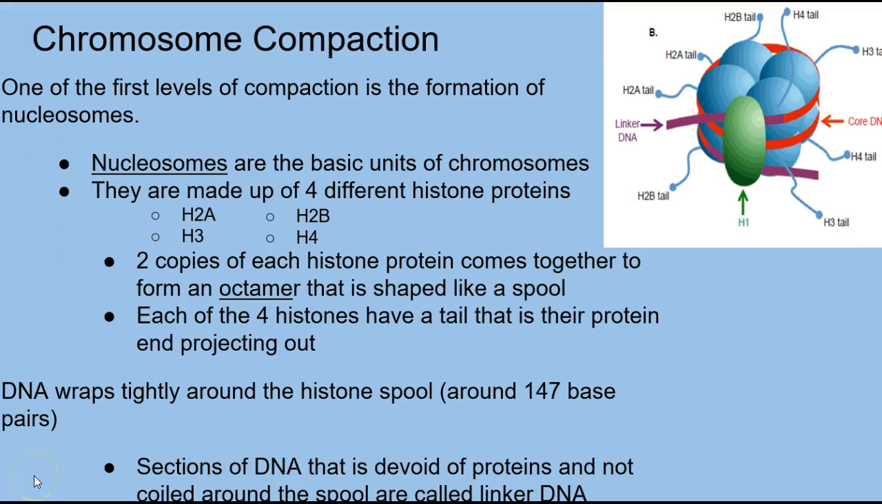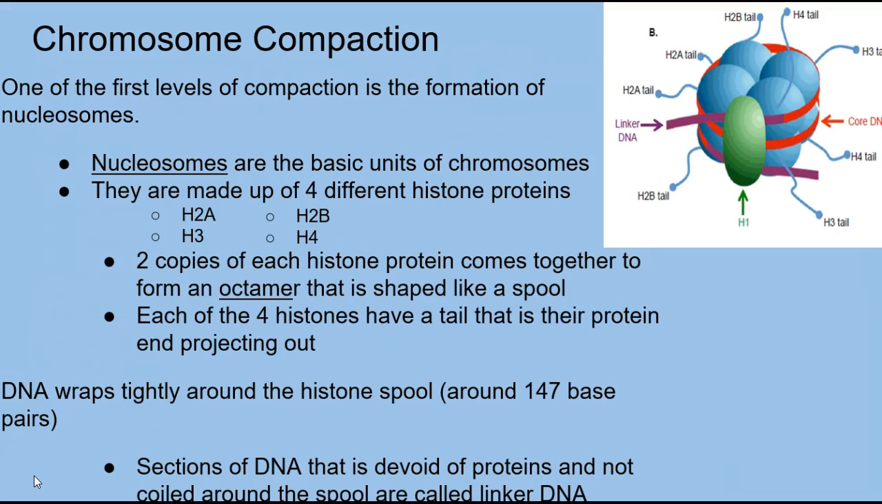DNA wraps tightly around the histone spool, and around 147 base pairs is what wraps around the nucleosome. Sections of DNA that are devoid of proteins and are not coiled around the spool are called linker DNA. The picture I have up in the corner just shows an example of just one nucleosome.